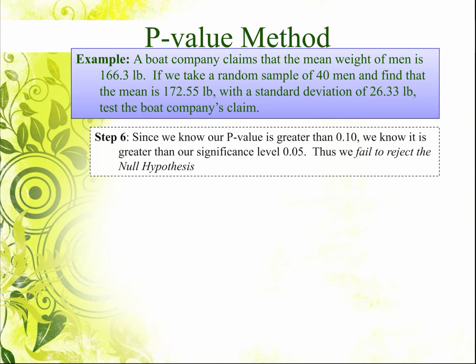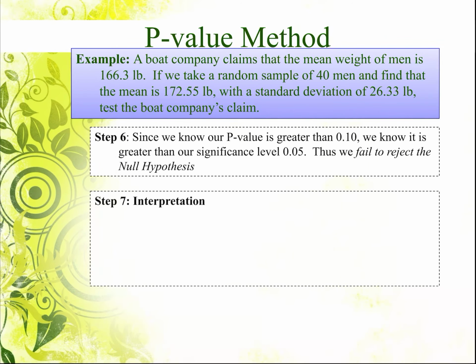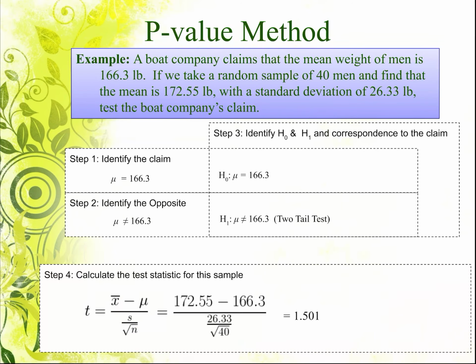Okay, since we know that our p-value is bigger than 0.1, and we know that it is bigger than our significance level of 0.05, remember the p-value has to be more extreme, so smaller than the significance level, to reject the null hypothesis. Our p-value in this case is greater than the significance level, so we fail to reject the null hypothesis.